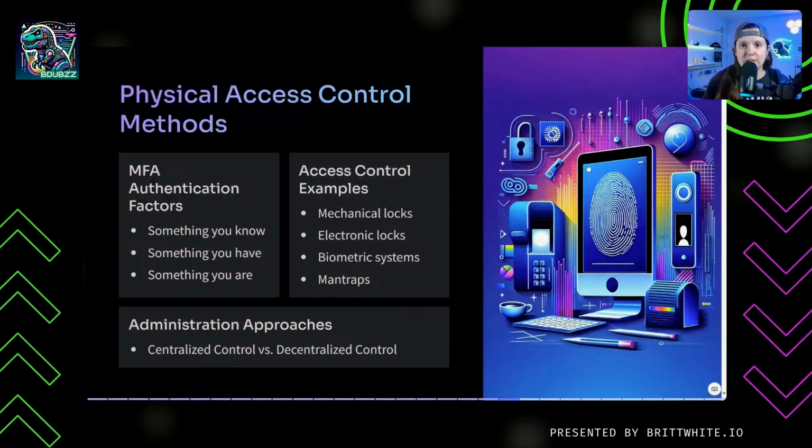Now for the administration of these controls, you've got two choices here. Centralized is where one team manages all access. This has great control, but it could be a potential bottleneck. Or there's decentralized, where there's a department-level control. This option is flexible, but it might be harder to standardize.